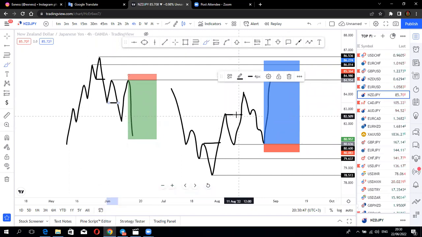Kwenye hii ya uptrend, the same case applied, kama nilivyosema kwenye downtrend. I mean kwenye uptrend hapa. Sawa. Tunafanya break of structure over here. Manake tulitarajia price irudi kwenye hii area hapa. Hapa.